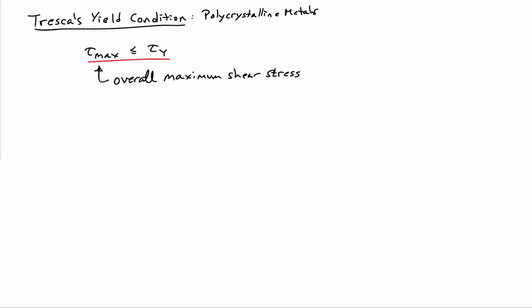so over any possible direction of the system. In other words, on any plane in the system, if you look at the shear stress on that plane, we have to keep the maximum value over all planes less than or equal to tau y. So this is the basic idea of Tresca's yield criteria.